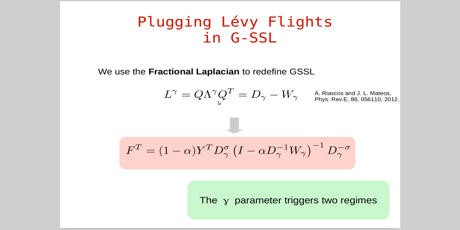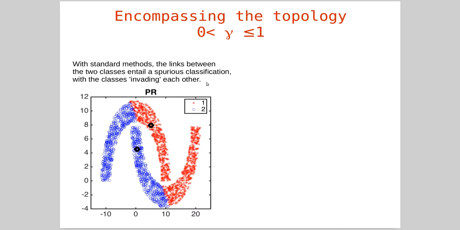You can redo all the calculation and basically take this operator and rederive another classification function that now is influenced by this gamma parameter, because you have new weights, W gamma, and you also have new degrees, D gamma, that are defined in this formula. So how does this classification function behave? The gamma parameter is able to trigger two very different regimes. The first one would be a regime in which gamma is between 0 and 1.